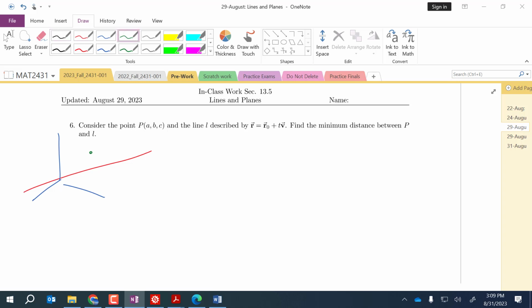Let's label that point P. So what's our goal, folks? Our goal is to find this minimum distance right here. Our goal is to find that. How are we doing? Okay.